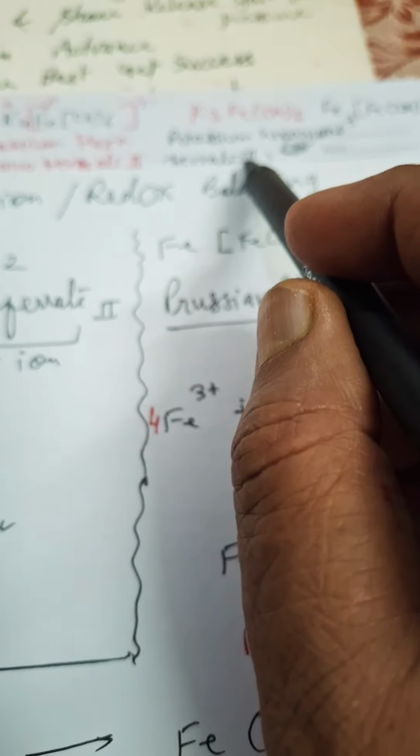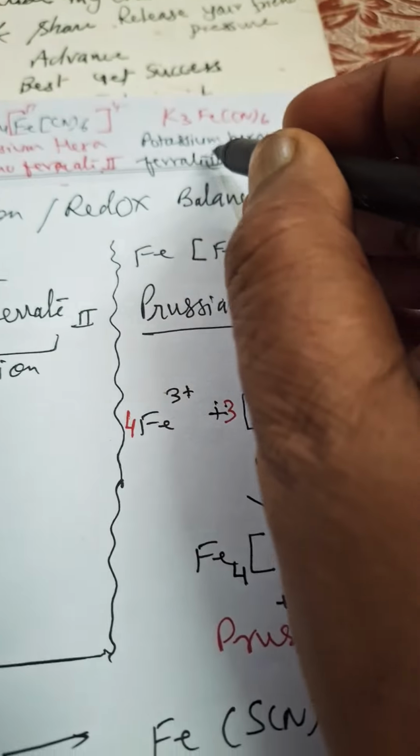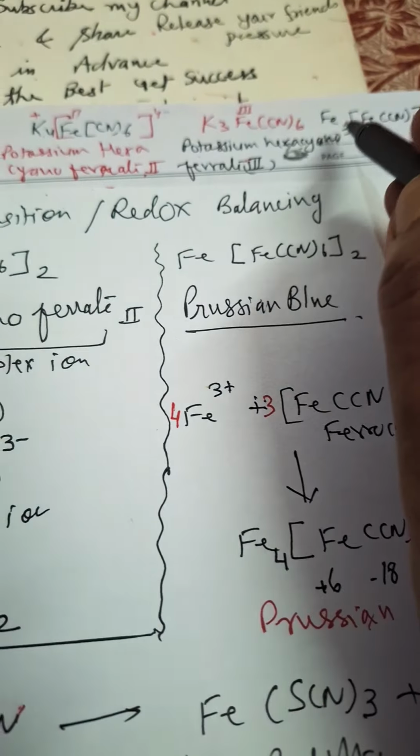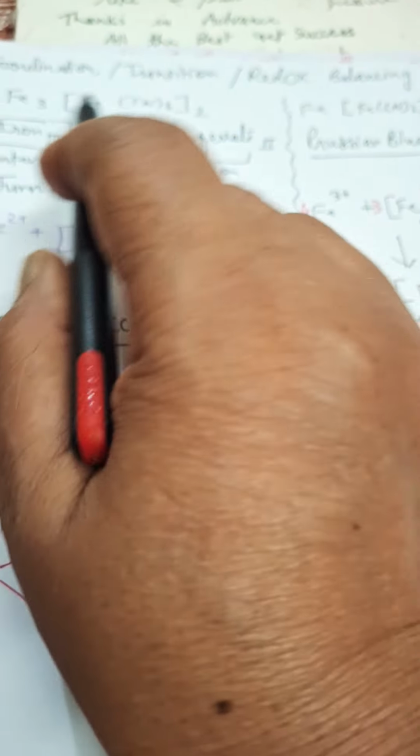Same name, only the oxidation number is changed here. Here it is 3. Iron is in the +3 oxidation state. Now Fe3[Fe(CN)6]2. Here we will discuss this. Fe3[Fe(CN)6]2. This is iron(III) hexacyanoferrate(II).